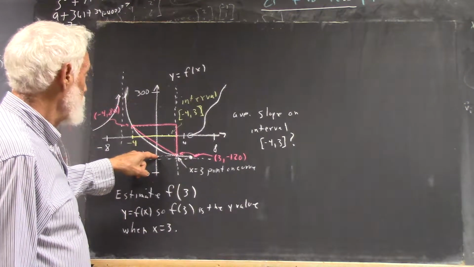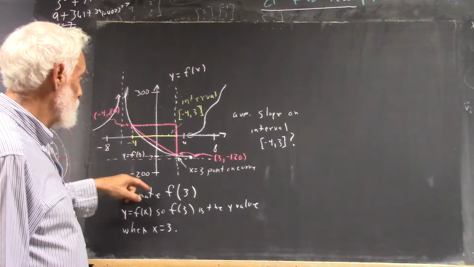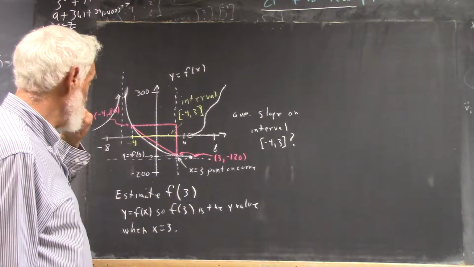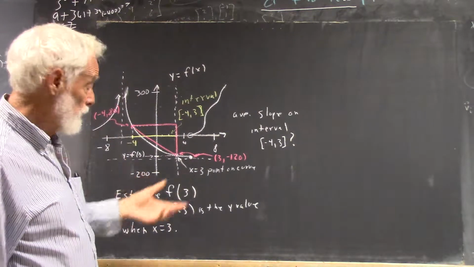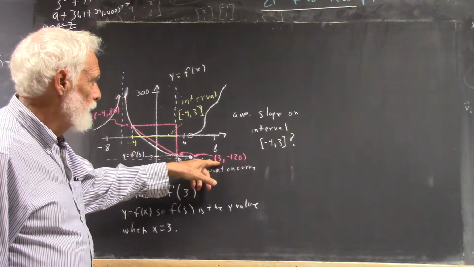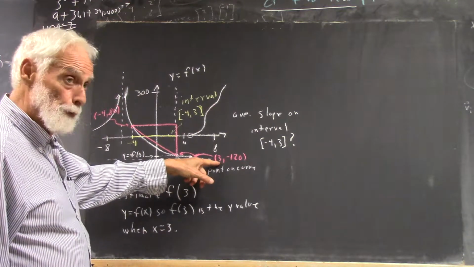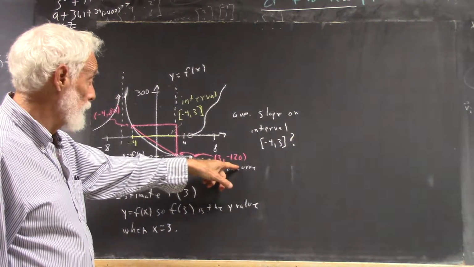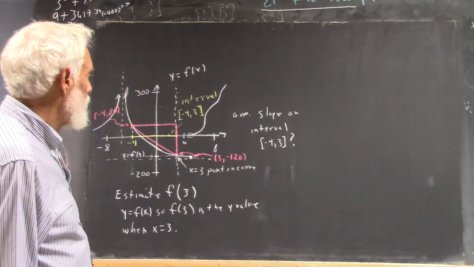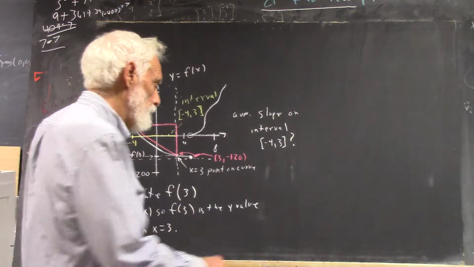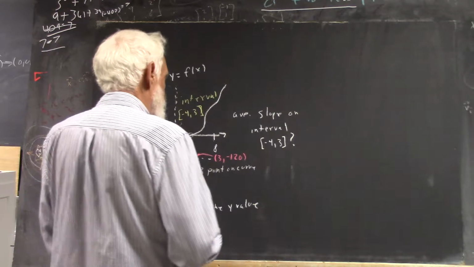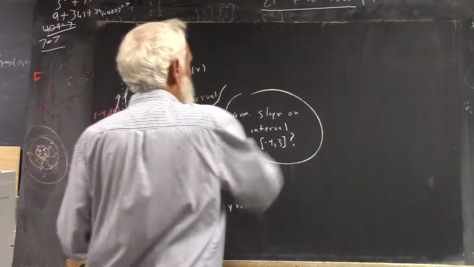It's here, and we estimate that to be about negative 120. Here's 0, here's negative 200. Looks like about negative 120. You might think it's negative 100, negative 110, whatever you think. Then the estimate would be, the coordinates of this point would be 3, and our estimate of the y-coordinate is negative 120. Okay? Now, we want to find the average slope on the interval, negative 4 to 3.